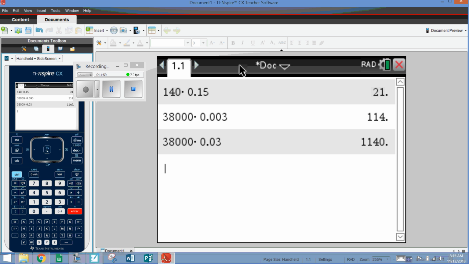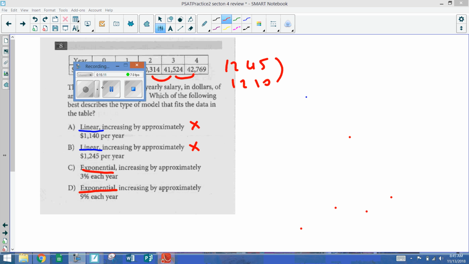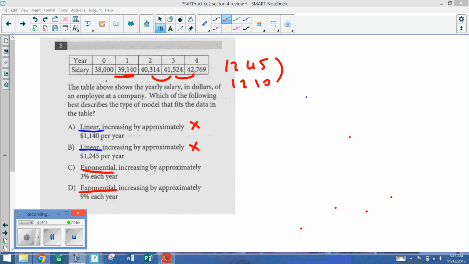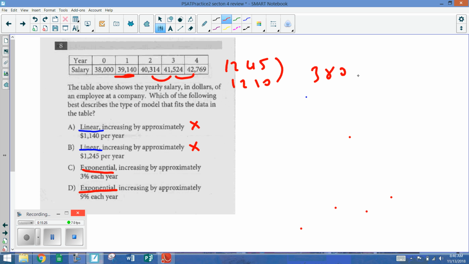So when I add 38,000 plus that, it's going to equal 39,140, which is going to be next year. So this is right. But if you put 9%, that makes almost 10%. 10% of this is going to be 3,800, right? When you add 38,000 plus almost 10%, 3,800, it's going to exceed 40,000. So this is definitely not C. You found the percent and then you just added it.